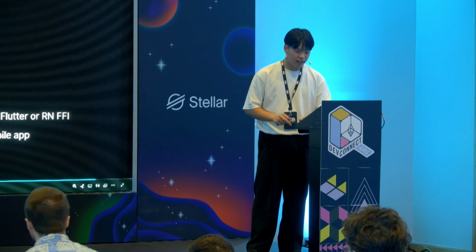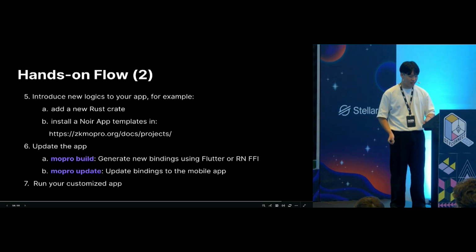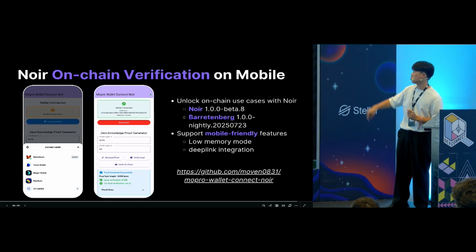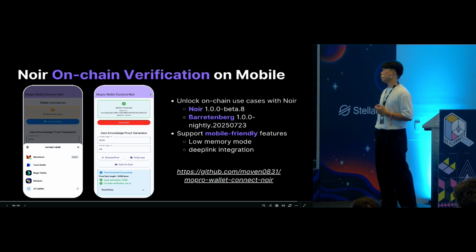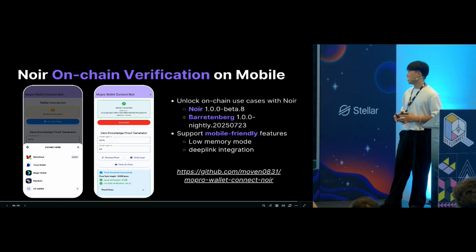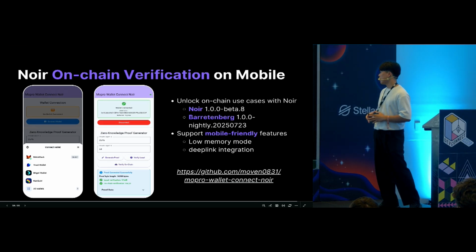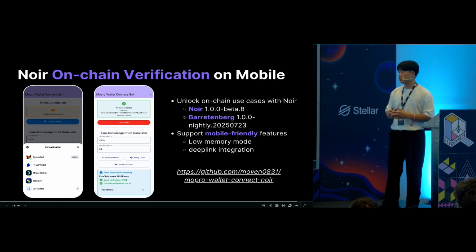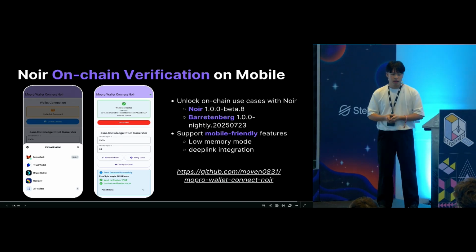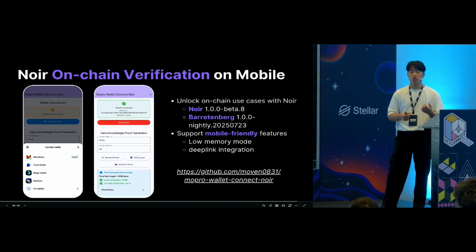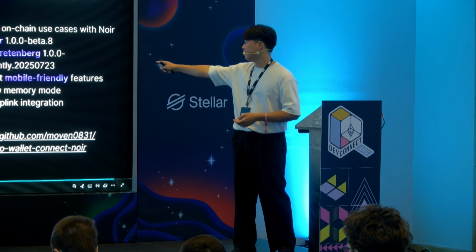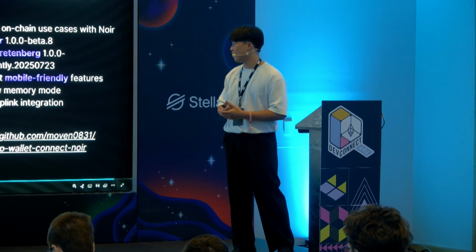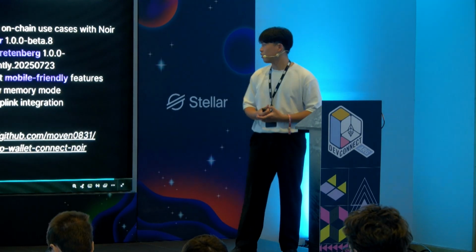And if you don't know which Noir app templates are available, you can try the on-chain verification one. It uses the Noir beta 0.8 version, from about 3 months ago, and also the Barretenberg one. You need the exact same version, because the ACIR that has been compiled could be a little bit different. But this is a very interesting version, as it already has some mobile-friendly features.